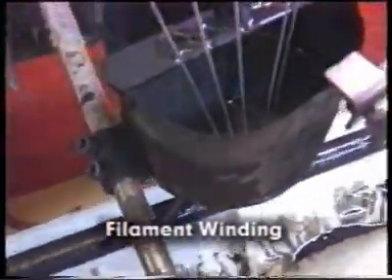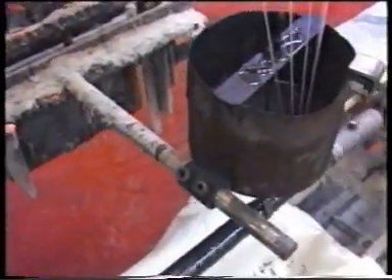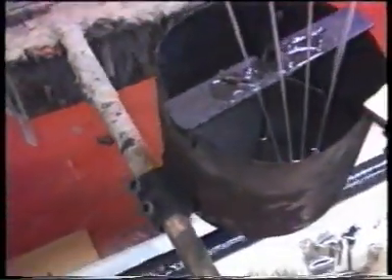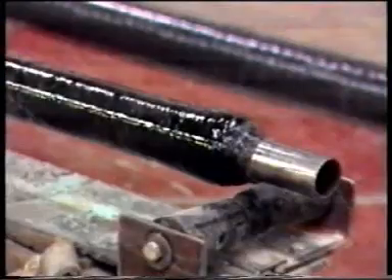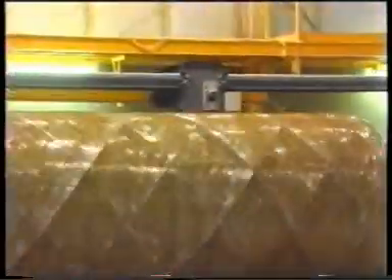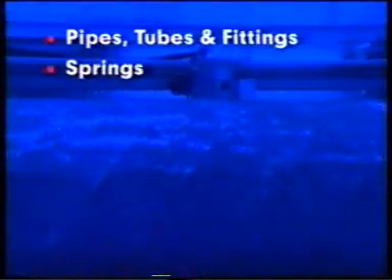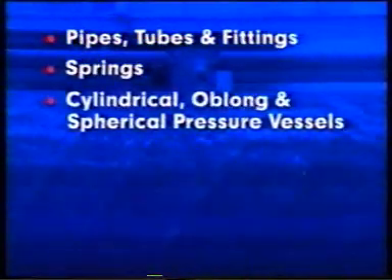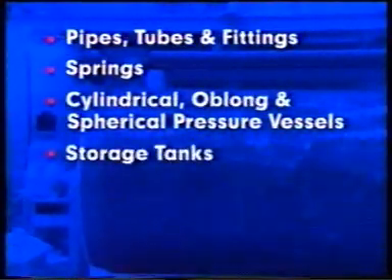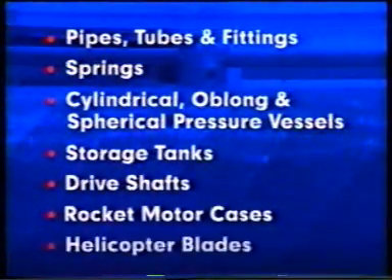Filament winding involves wrapping a narrow fiber toe or band of toes of resin-impregnated fiber around a mandrel of the shape to be produced. When the mandrel is removed, a hollow shape is the result. Uses for filament winding include pipes, tubes, and fittings, springs, cylindrical, oblong, and spherical pressure vessels, storage tanks, drive shafts, rocket motor cases, and helicopter blades.